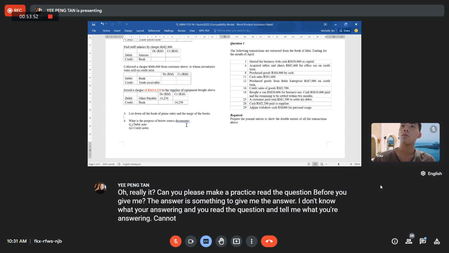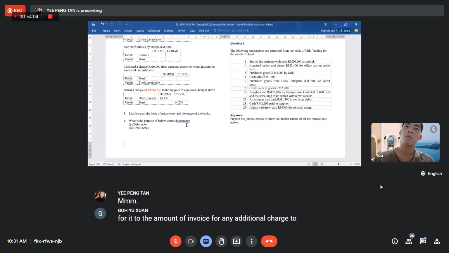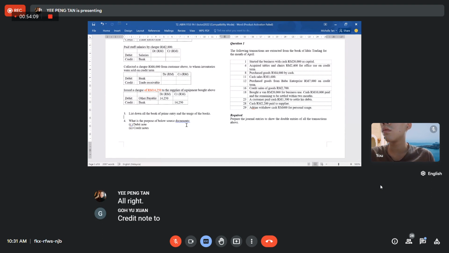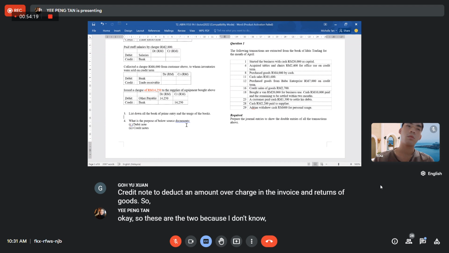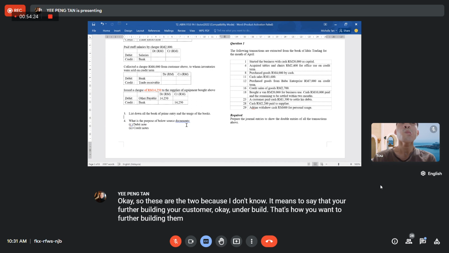What is the purpose of the below source documents? Debit note: to add to the amount of invoice for any additional charge to customers. Credit note: to deduct an amount overcharged in the invoice and returns of goods sold. So these are the 2 purposes. Debit note means you're further billing your customer. You underbilled, that's why you want to further bill them, or you want to additionally charge them a certain amount.